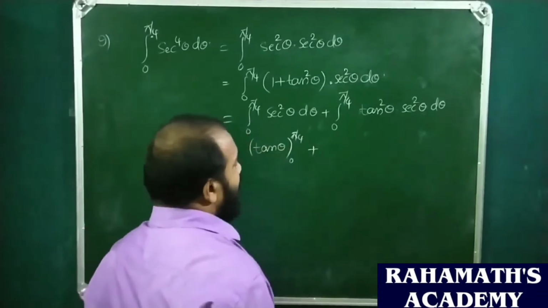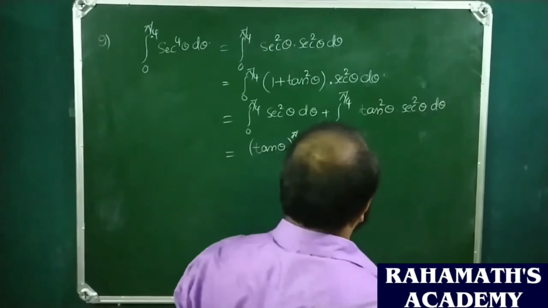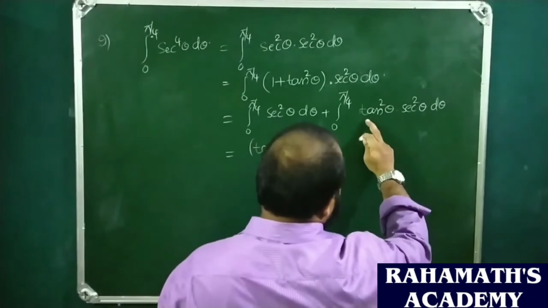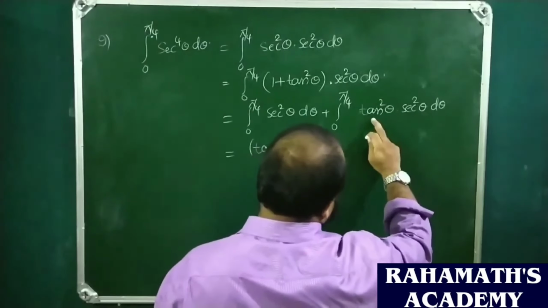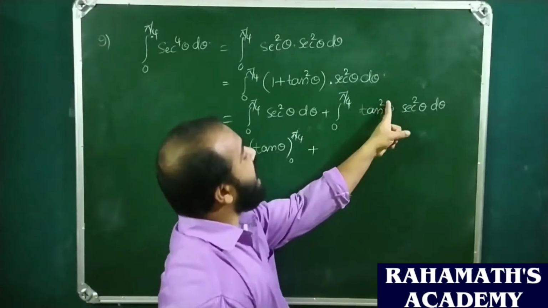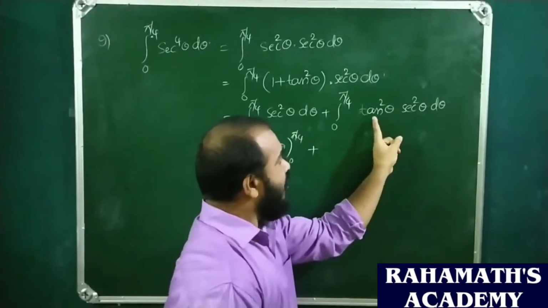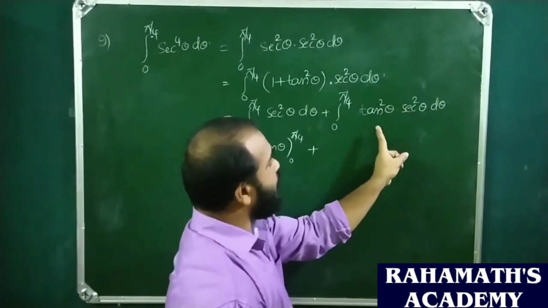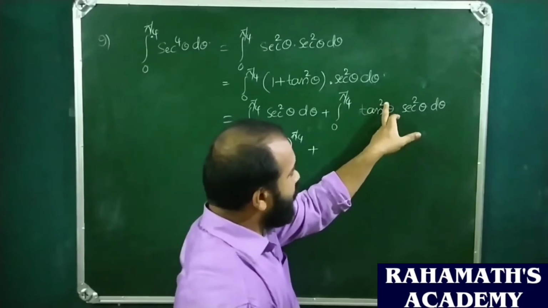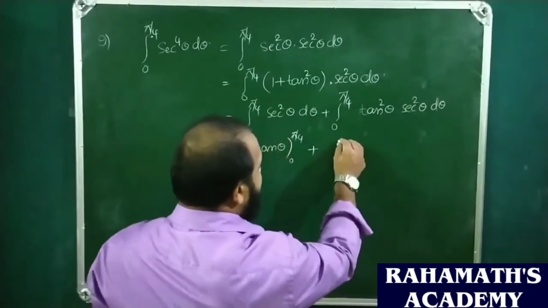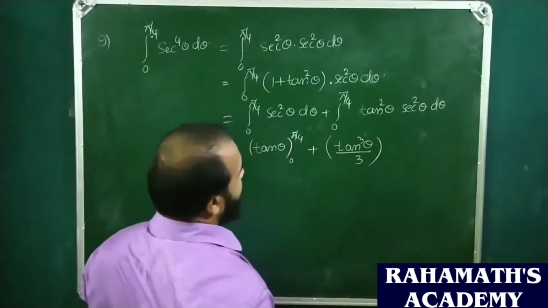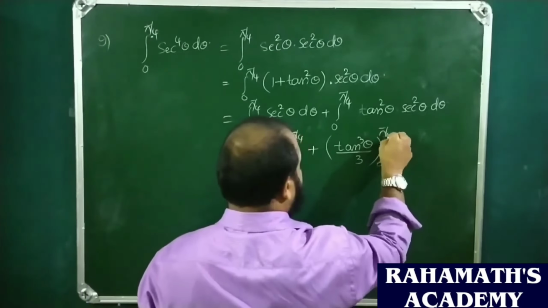And here, integral tan square theta secant square theta. If I take tan theta as t, then tan theta whole square into tan theta derivative is secant square theta. It is of the form f of x whole power n into f dash x dx, which integrates to f of x whole power n plus 1 by n plus 1, plus c. That means here f of x is tan theta, n is 2. So n plus 1 by n plus 1 means tan cube theta by 3. The process of integration is over, 0 to pi by 4 has to be written here.